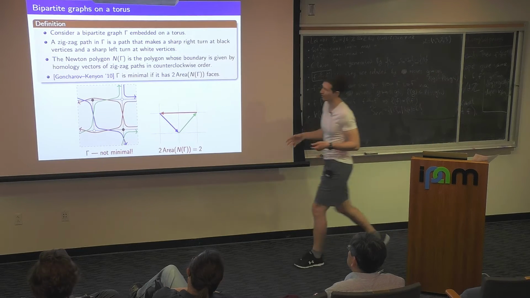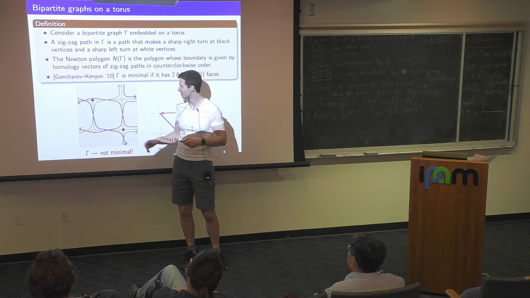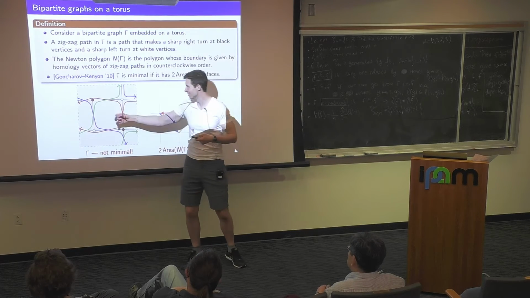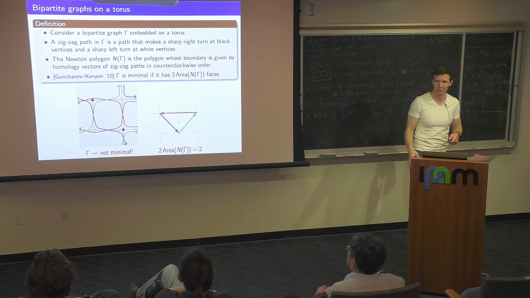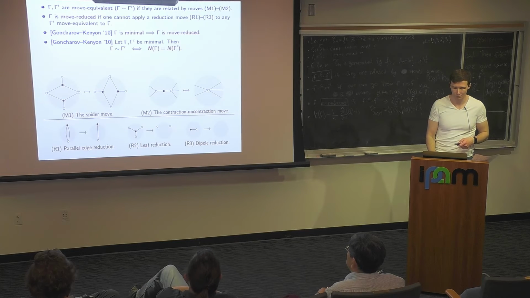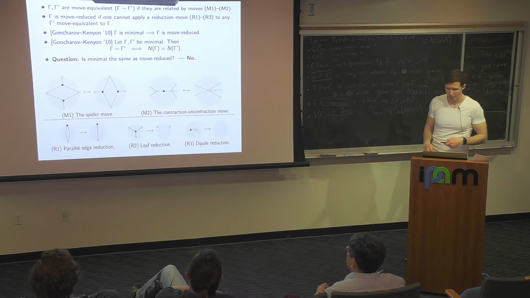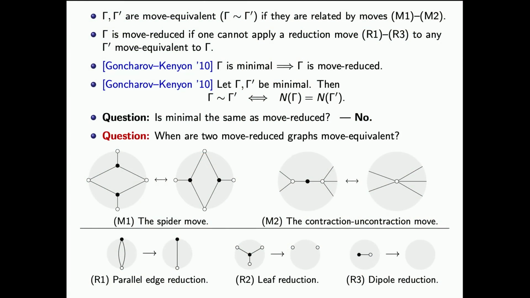Like you can play this game. You can apply a square move here, see what happens, and you get the same graph. There are 2 square faces, and the square moves take it to the same graph, no matter what you do. So it is move reduced, but not minimal. And so now there's a natural question, which Terence and I studied: when are two move reduced graphs move equivalent, and what are the move reduced graphs on the torus?